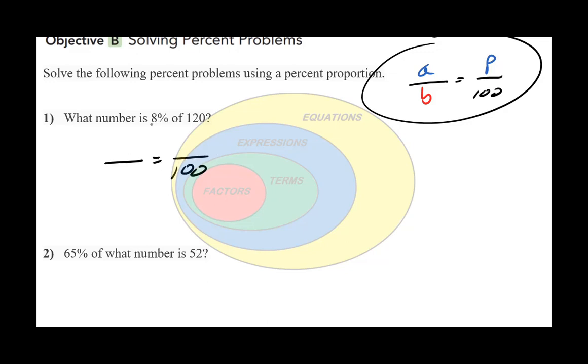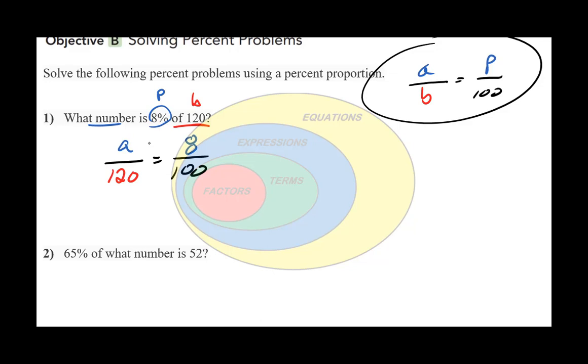So the percent, 8%, we're just going to replace that with 8. What number is 8% of 120? So the 120 would be the base, and it looks like I'm looking for the amount. What number is P? I'm looking for A.